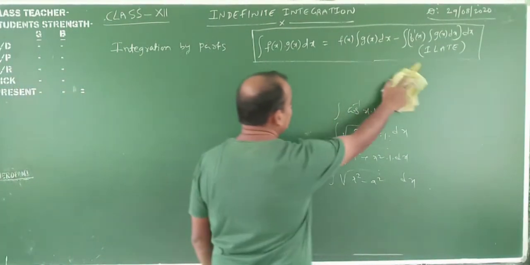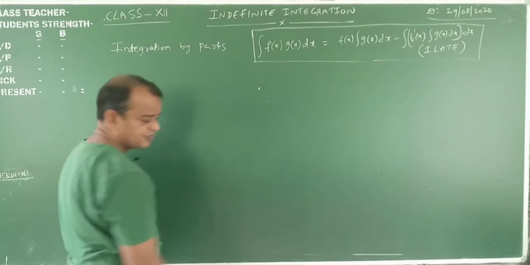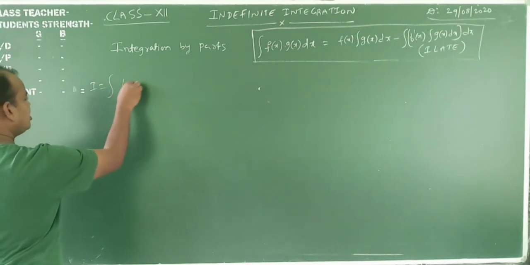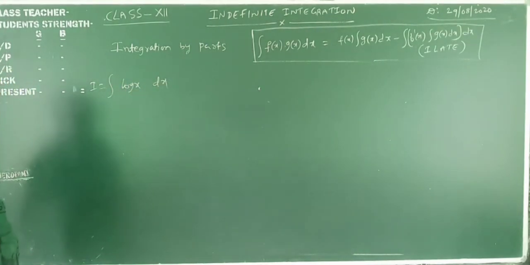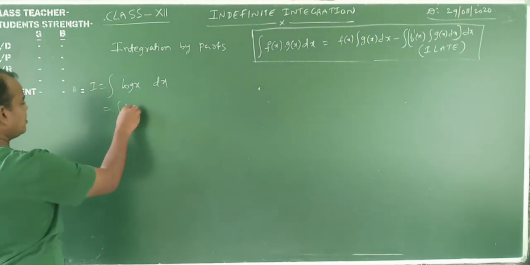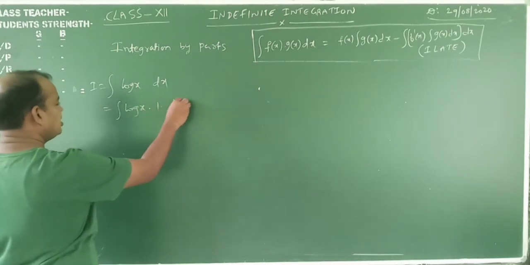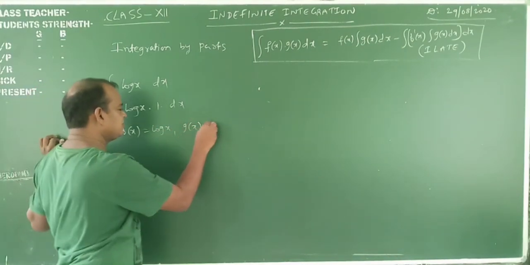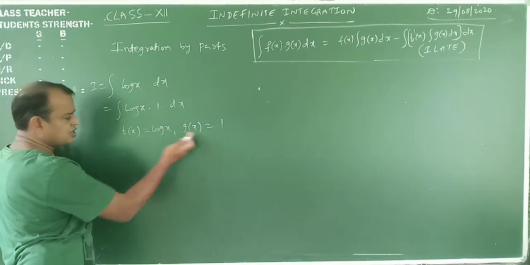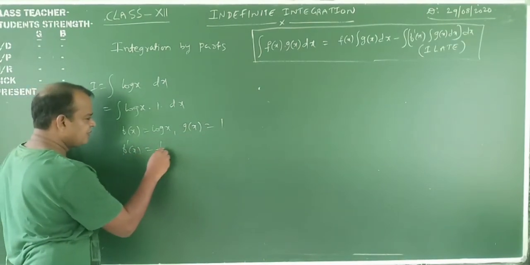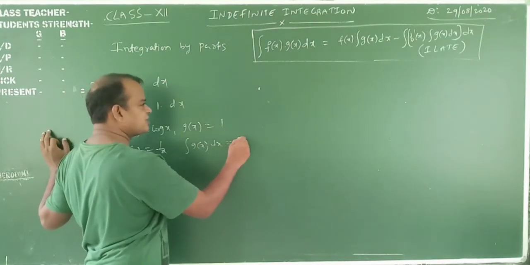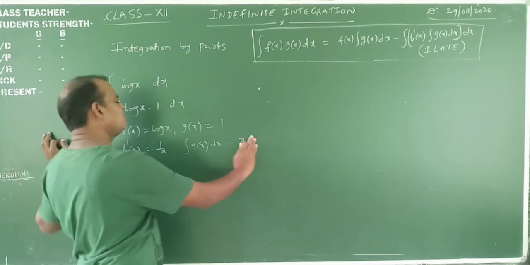Now first we will find integral of log x dx. I is equal to integral of log x dx. Now this is the special function, so the second function is 1 and log x is 100% the first function: integral of log x into 1 dx. Here f of x is log x, g of x is equal to 1. Now first function derivative, second function integration. f dash of x is equal to 1 by x. Integral of g of x dx is equal to integral of 1 dx, which means x. Now don't write the c, write it last.